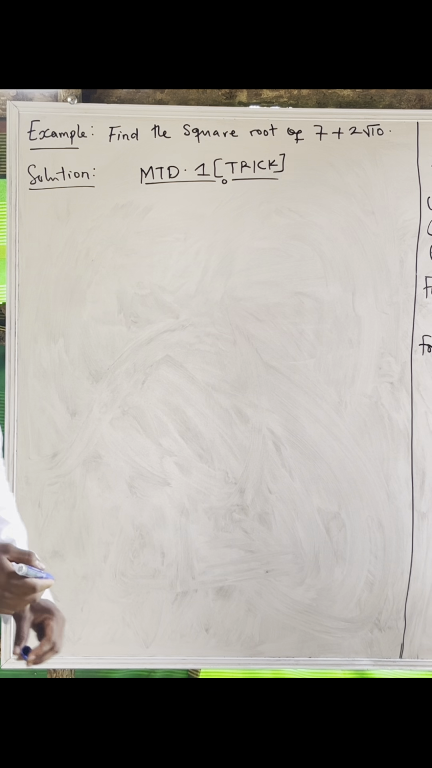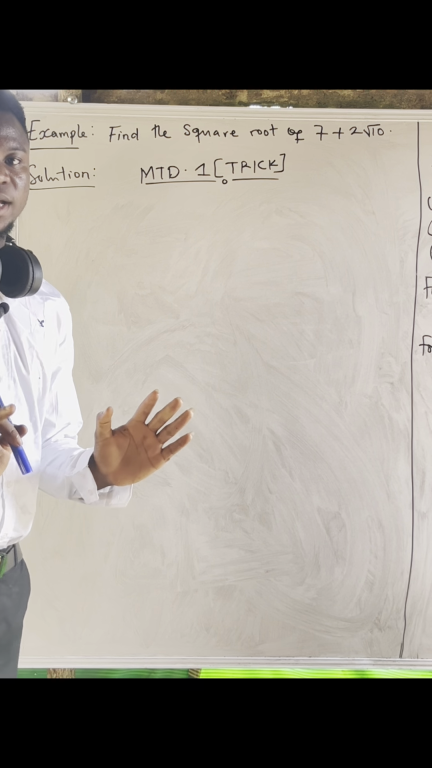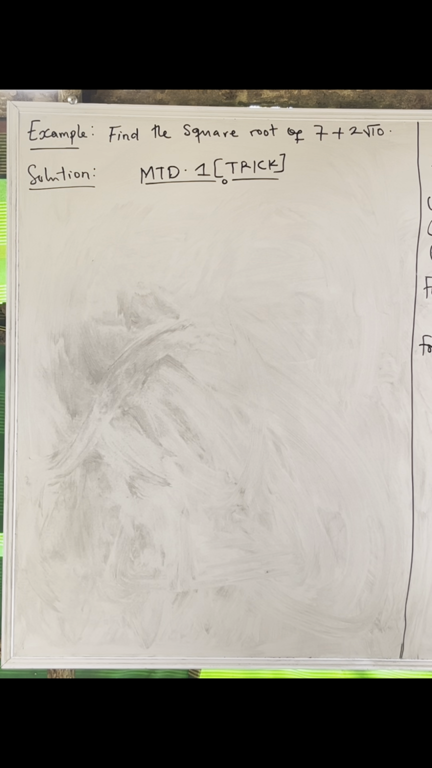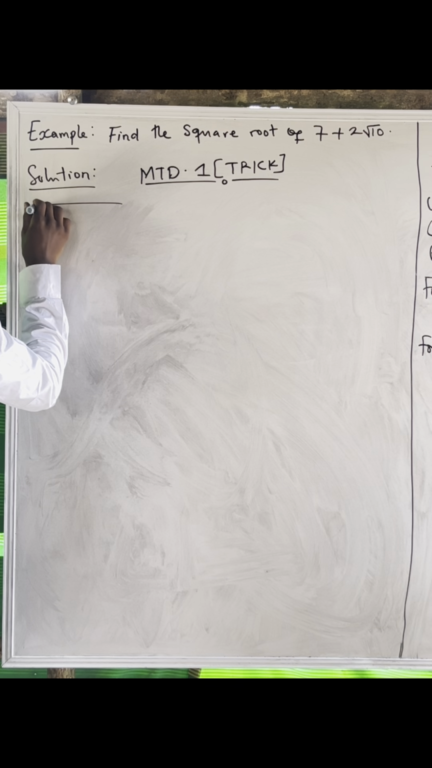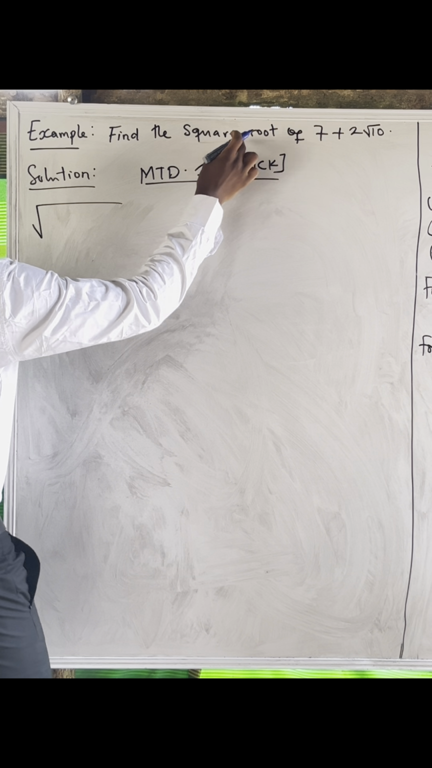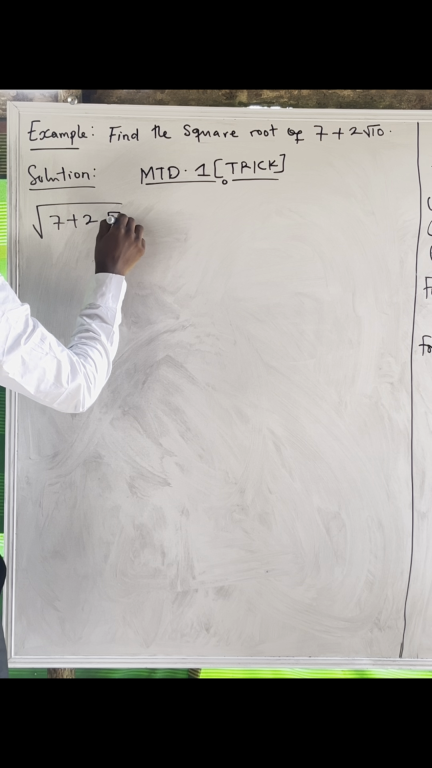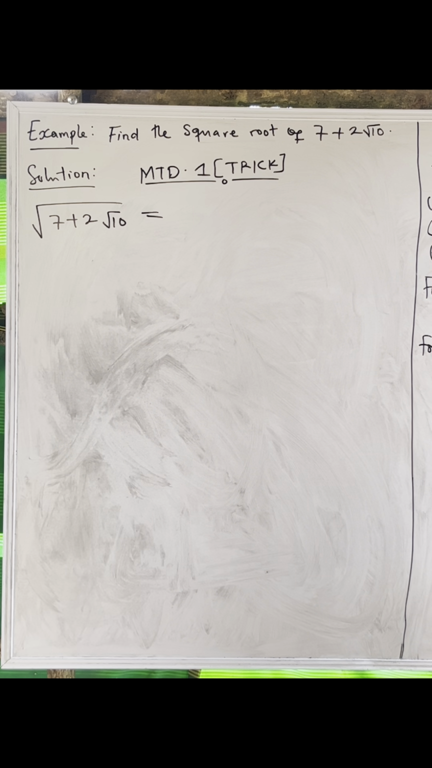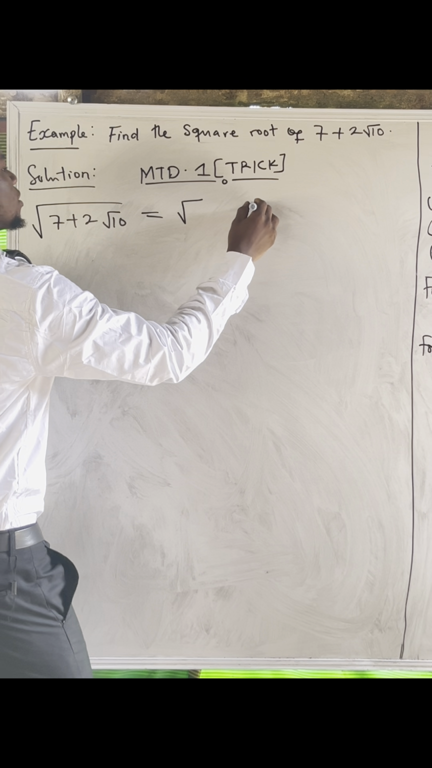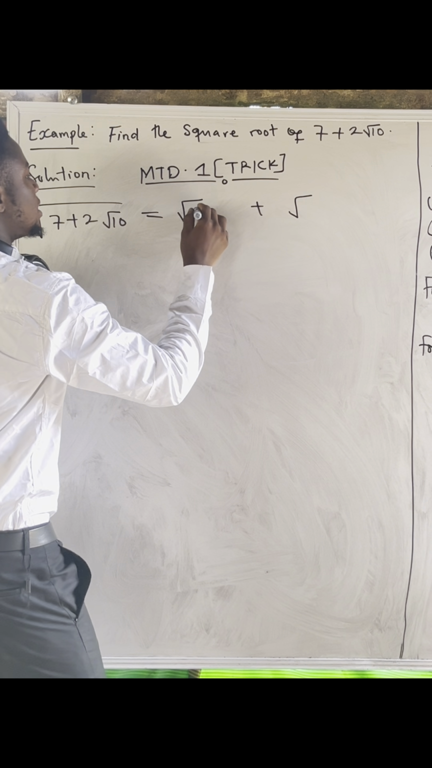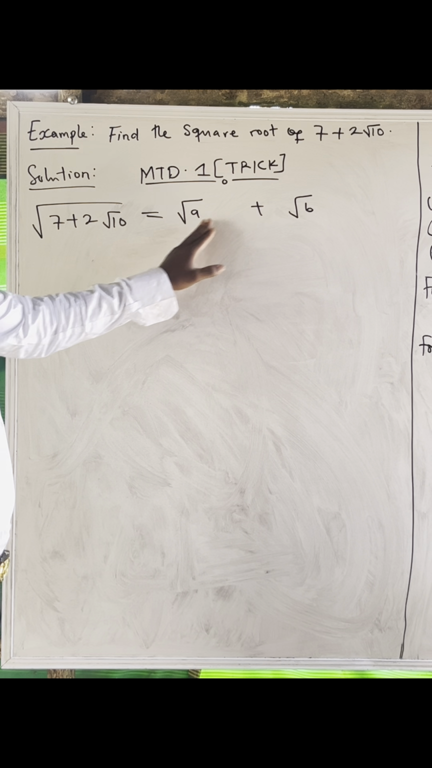So guys, the trick method is very simple. I will just explain in a simple manner. Now, you know the question is to find the square root of this. You will just write the square root of 7 plus 2 root 10. So we want to look for the square root of this. We are going to get our answer in this form: root a plus root b.